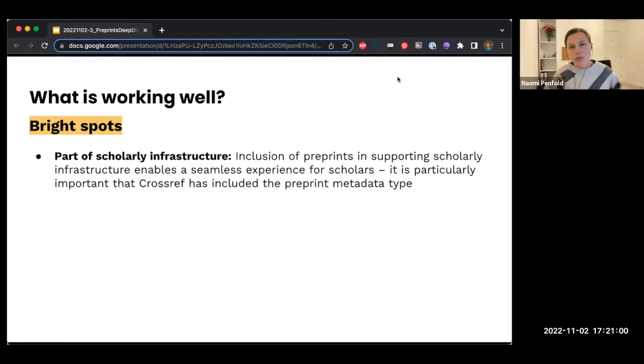So one of the really big points that came across was that it was so valuable to have preprints as a metadata type in Crossref and with other metadata initiatives also ongoing at the moment. This basically means that preprints are part of the scholarly communications infrastructure, and it means that scholars can have a seamless experience. We all know how important that is for adoption, so that was really picked up as a highlight, and it's taken a lot of work from people to advocate for that inclusion within the scholarly ecosystem, so that's really being appreciated now.